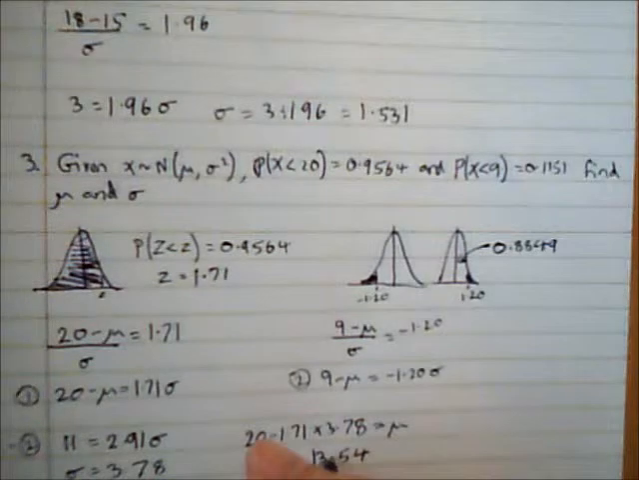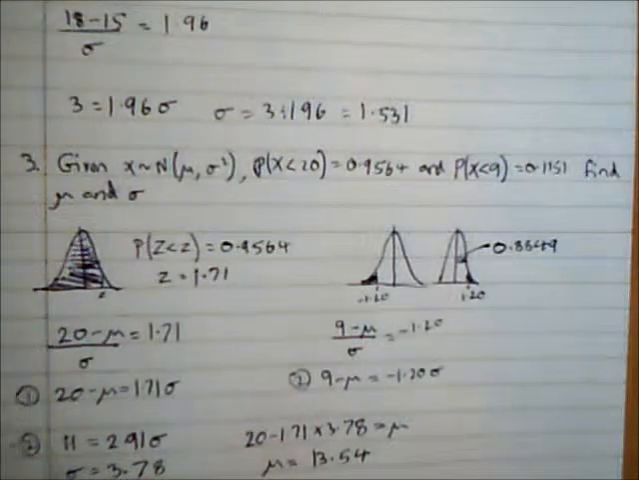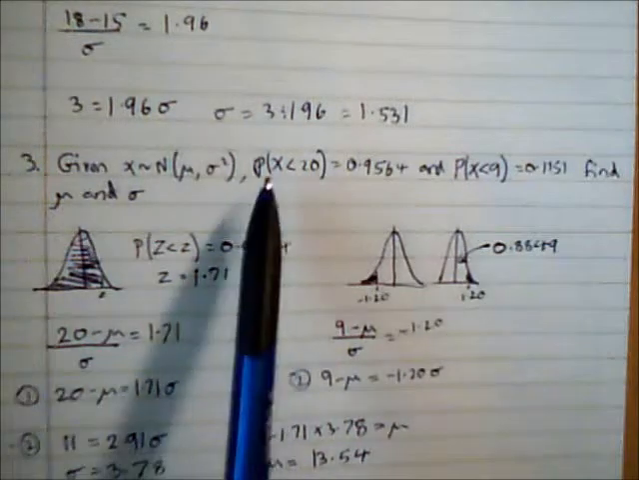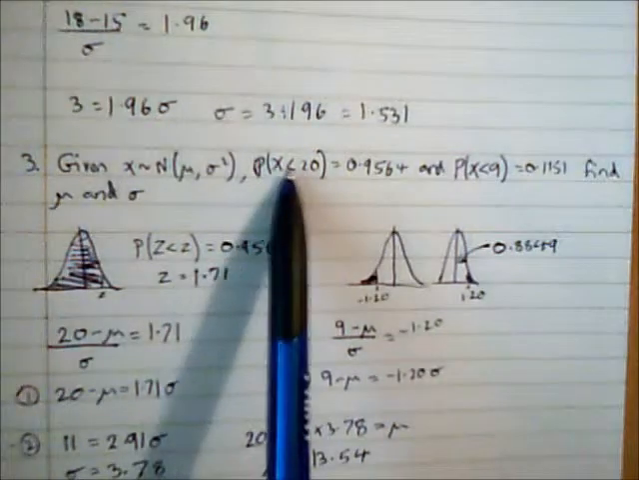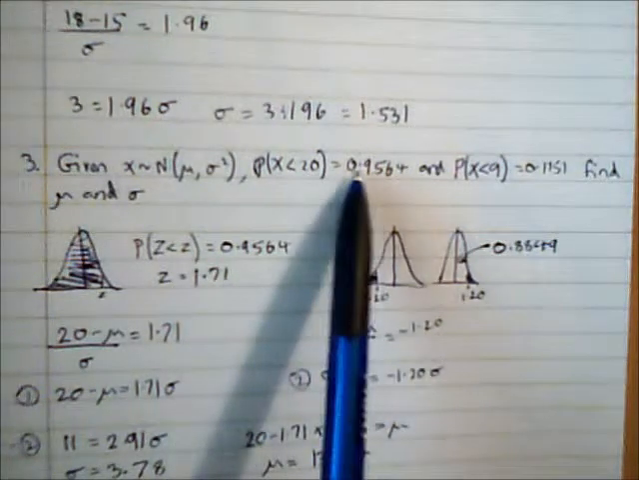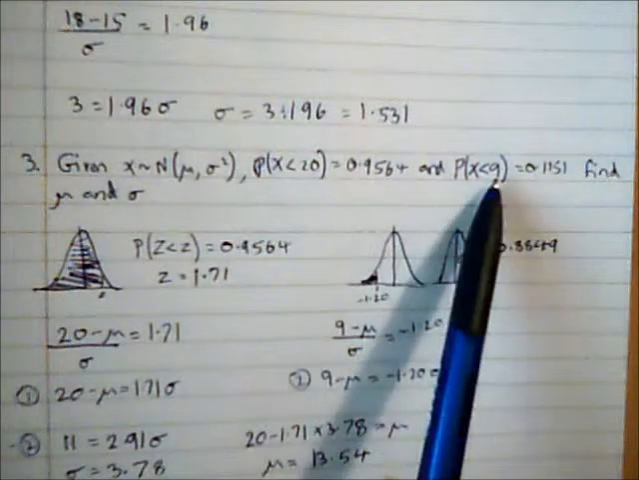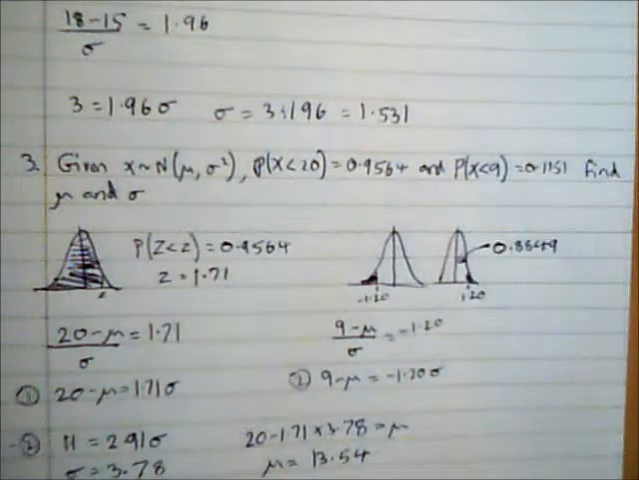it's always worth doing a little check at the end. Does this seem reasonable? Let's have a look. I knew from here probability that x is less than 20 is that, so I knew that the mean has got to be less than 20. I know from this probability that the mean's got to be greater than 9. Yep, that seems to fit okay.